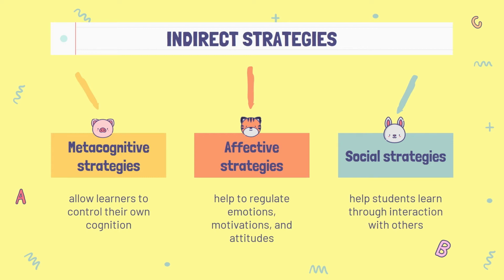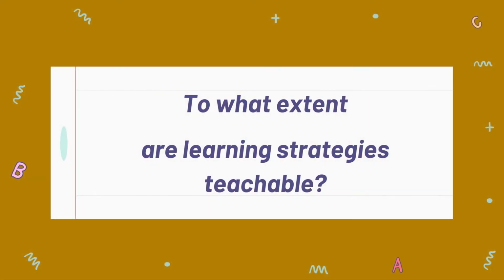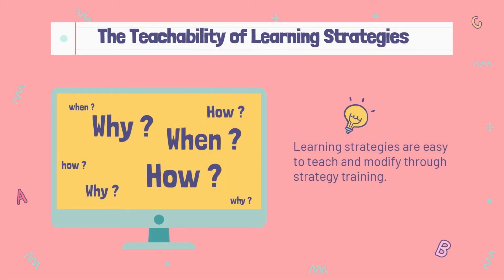Secondly, affective strategies help to regulate emotions, motivation, and attitudes. Thirdly, social strategies help students learn through interaction with others. Now that we have some ideas of learning strategies and their major classes, let's turn our attention to answer this question. To what extent are learning strategies teachable? To answer that question, we will be talking about the teachability of learning strategies.